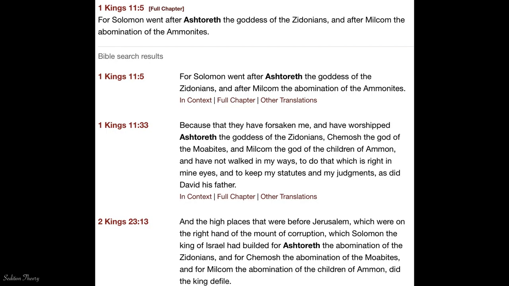For Solomon went after Ashtoreth, the goddess of the Zidonians, and after Milcom, the abomination of the Ammonites. And they have forsaken me, and have worshipped Ashtoreth, the goddess of the Zidonians, Chemosh, the god of the Moabites, and Milcom, the god of the children of Ammon, and have not walked in my ways, to do that which is right in mine eyes, and to keep my statutes and my judgments, as did David, his father.